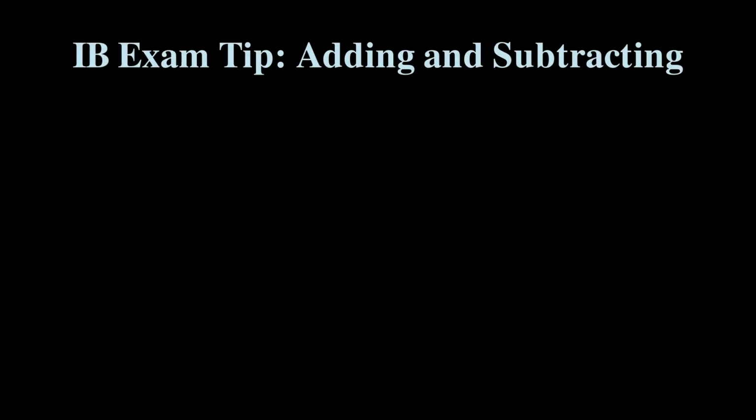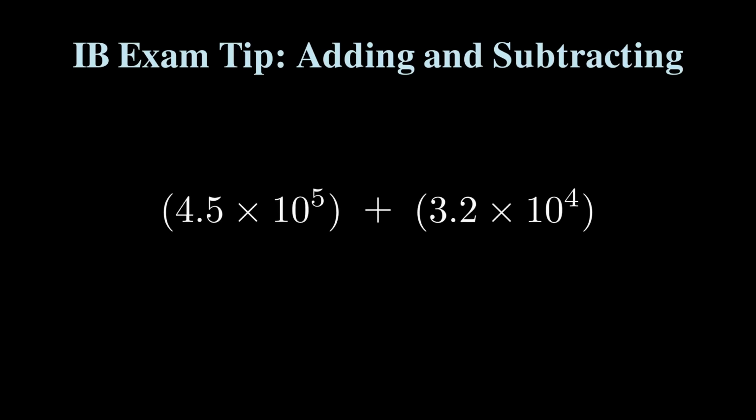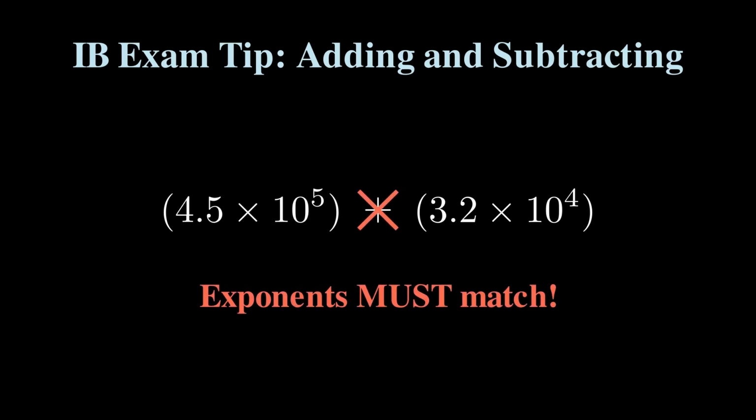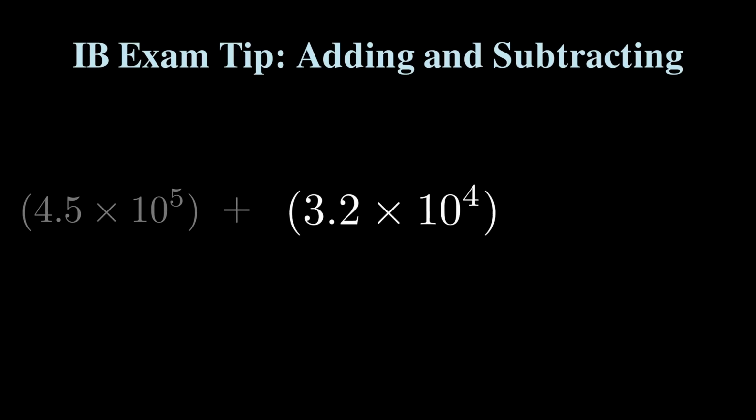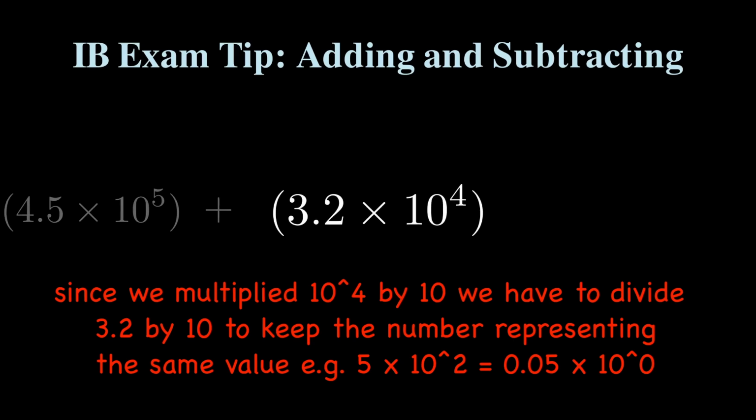While multiplication and division are straightforward, addition and subtraction have one extra critical rule. You can only add or subtract numbers in scientific notation if their exponents are the same. For example, let's add 4.5 times 10 to the power of 5 and 3.2 times 10 to the power of 4. We can't add them directly because the exponents 5 and 4 are different. We need to convert one of them to the other. Let's change 10 to the power of 4 into 10 to the power of 5. To do this, we make the exponent larger by 1, so we must make the coefficient smaller by a factor of 10, moving the decimal one place to the left.